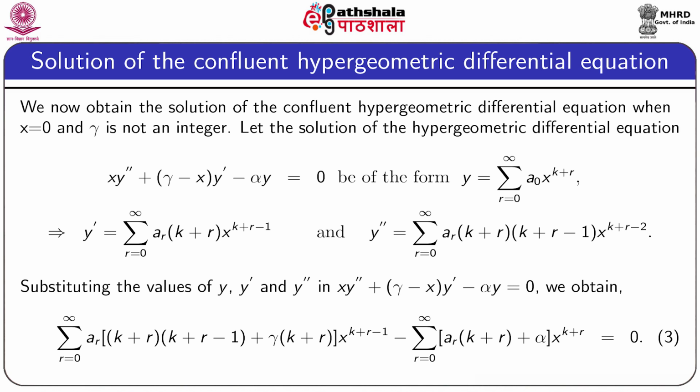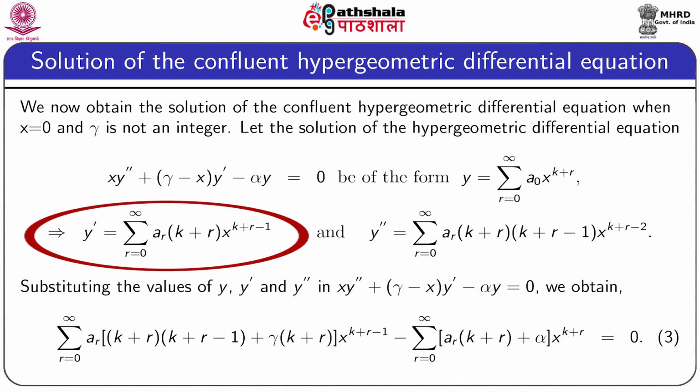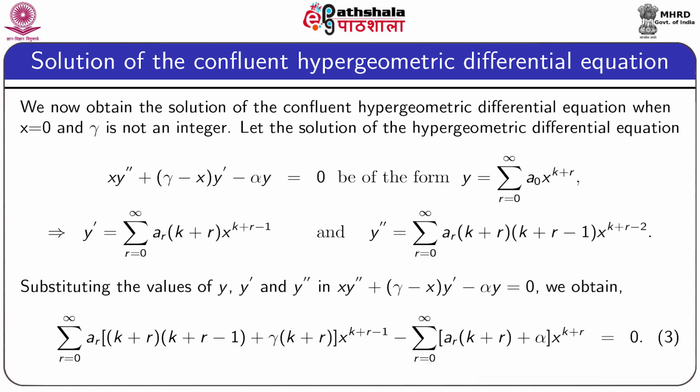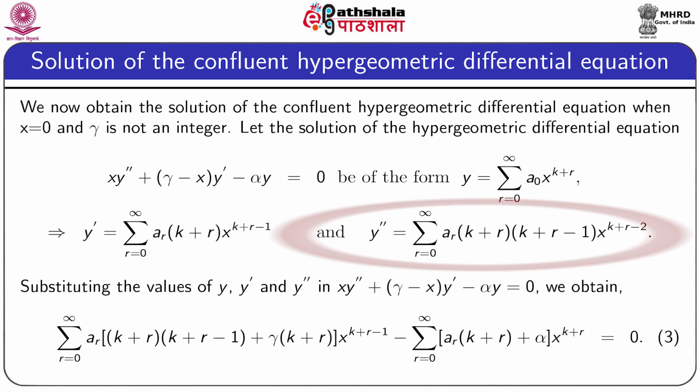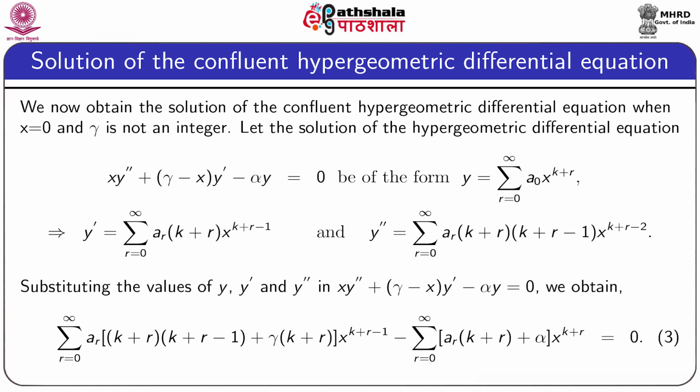We assume the solution of the form y equal to summation r equal to 0 to infinity a r x to the power k plus r, where a 0 not equal to 0. We differentiate this expression twice to get dy dx, which is y dash, is equal to summation r equal to 0 to infinity a r k plus r x to the power k plus r minus 1, and y double dash is equal to summation r equal to 0 to infinity a r k plus r into k plus r minus 1 x to the power k plus r minus 2.